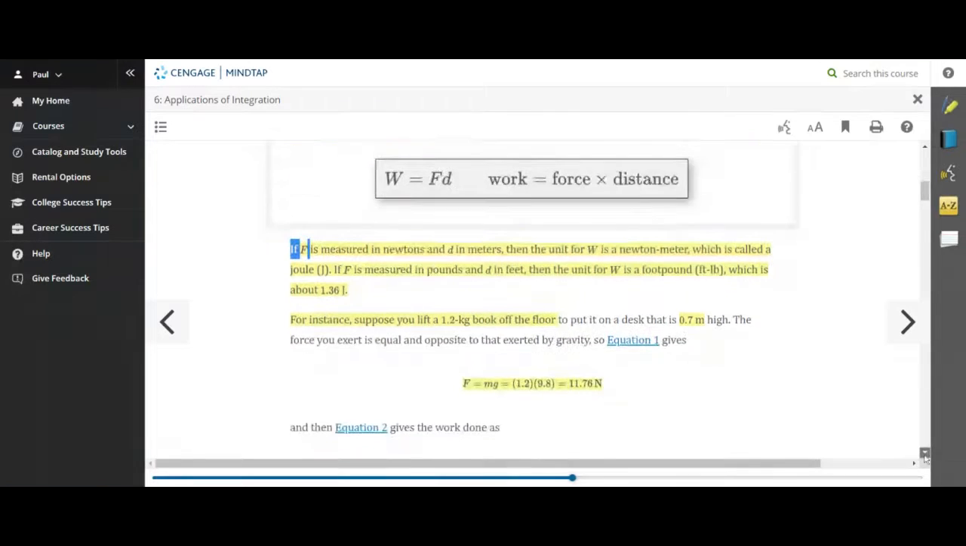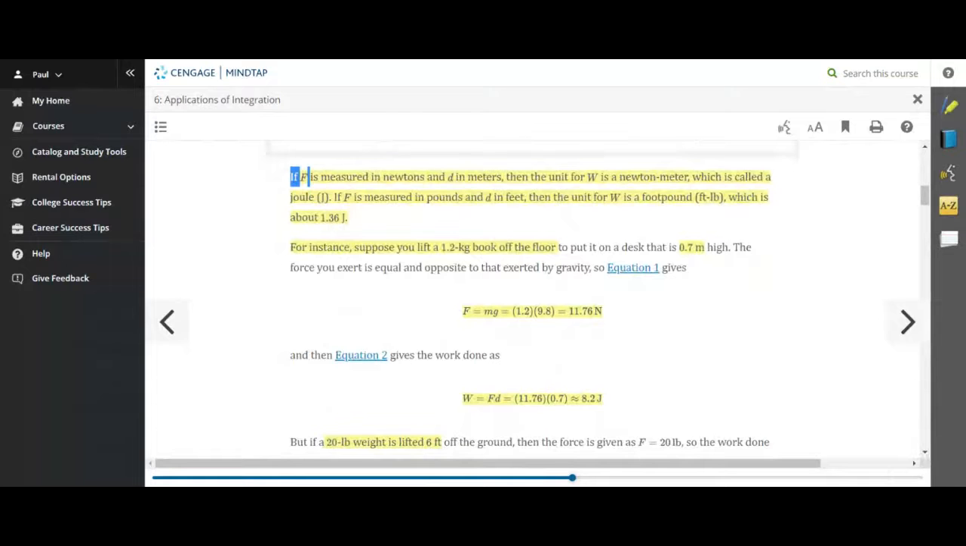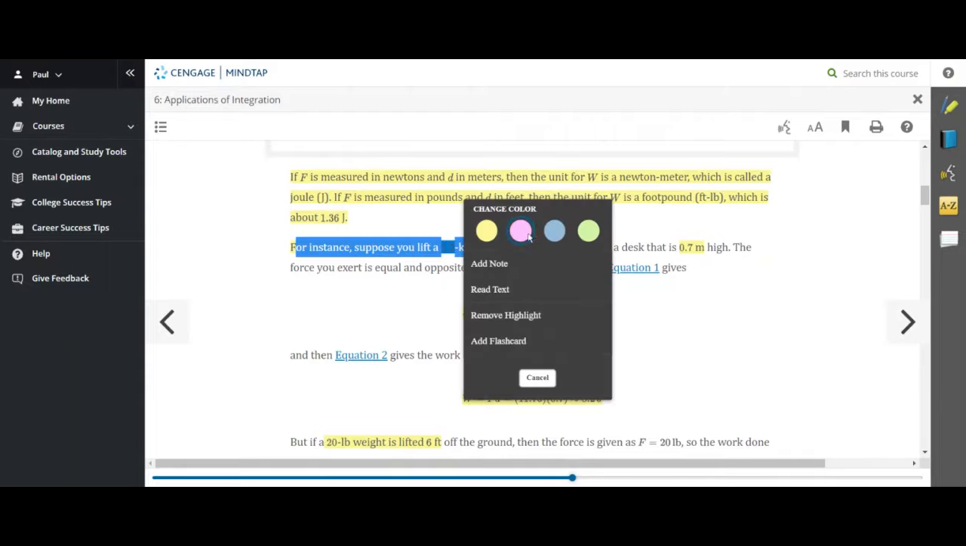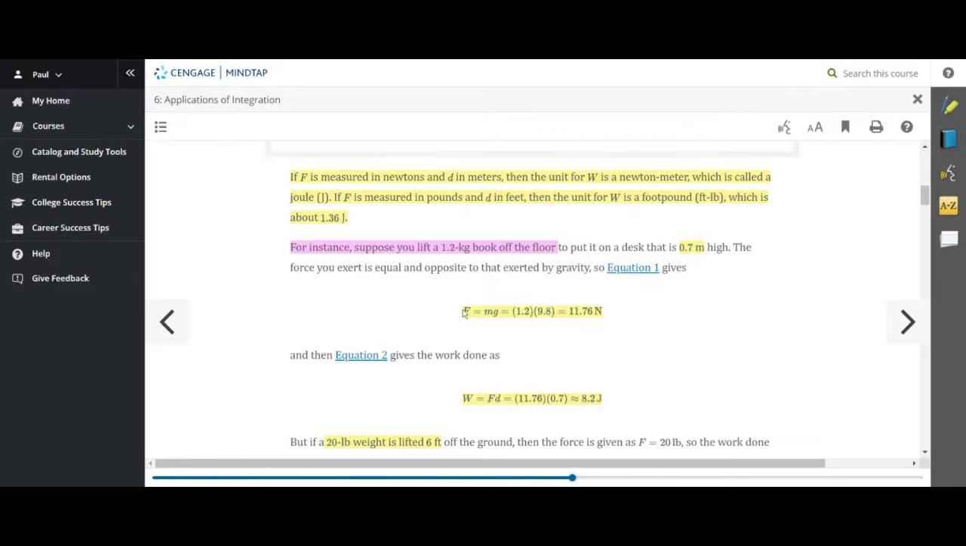They give a couple of examples here where they compute work. Joules, that's right, Sandy. It comes up in physics and chemistry. Absolutely. I have things highlighted, but I can re-highlight here. This is where we're at right here.